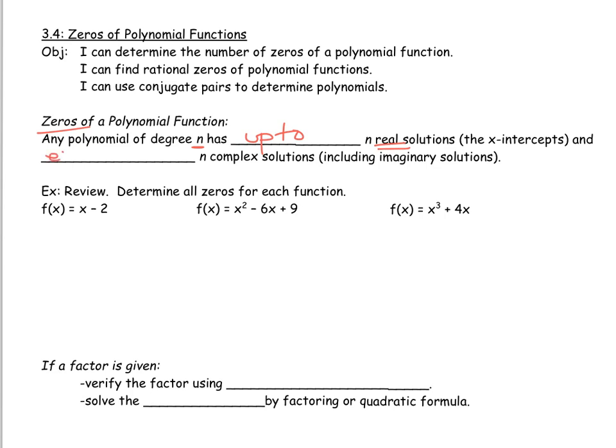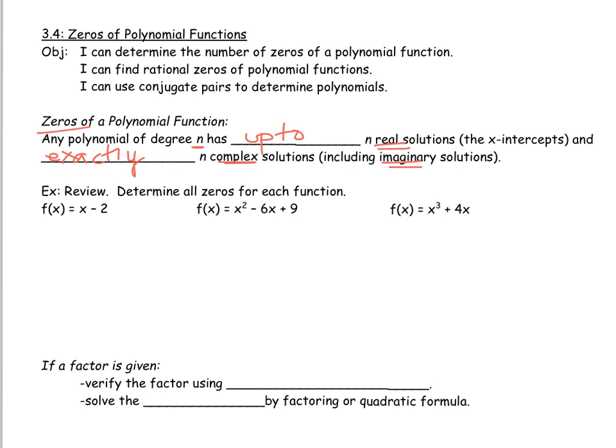and exactly n complex solutions. Complex solutions include both real and imaginary. When we solve, we may end up with both real and imaginary solutions.